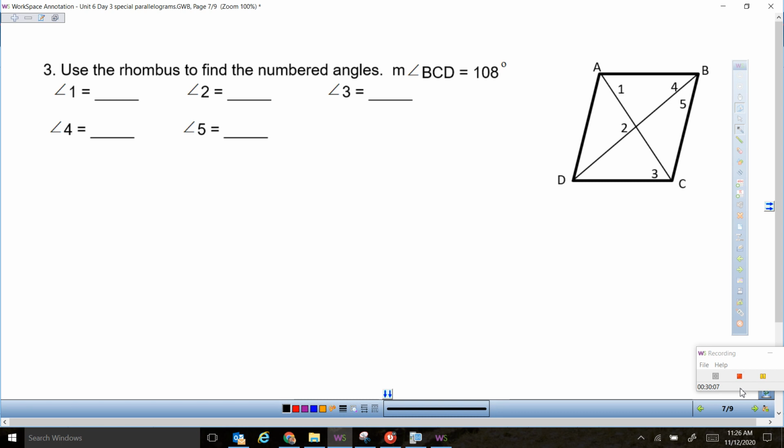Next one, use the rhombus to find the numbered angles. The measure of angle BCD is 108 degrees. So BCD is this entire angle, which is 108. Properties about a rhombus: a rhombus has four sides that are congruent, and the diagonals are perpendicular. So if the diagonals are perpendicular, what is the measure of angle 2? If they're perpendicular, what types of angles do we have in the middle? 90 degrees. So angle 2 is 90 degrees.